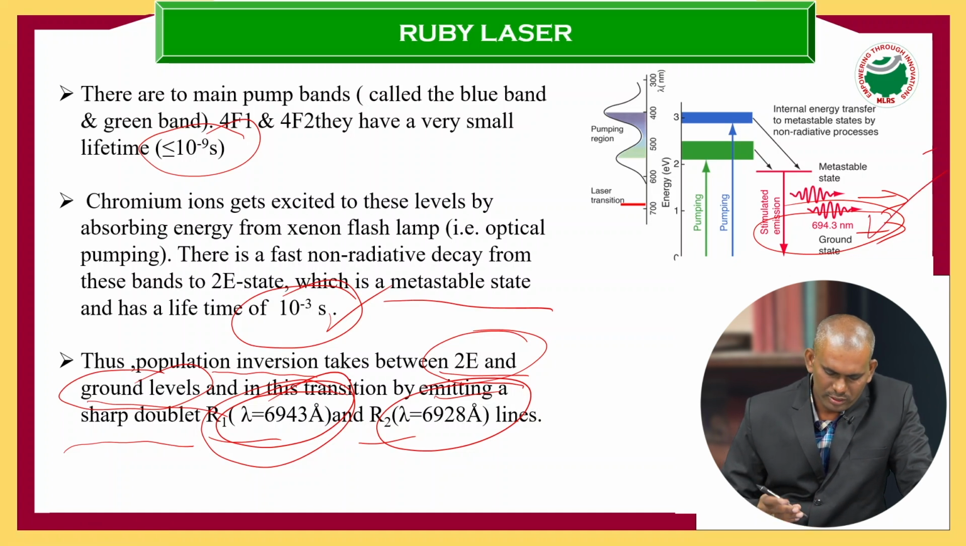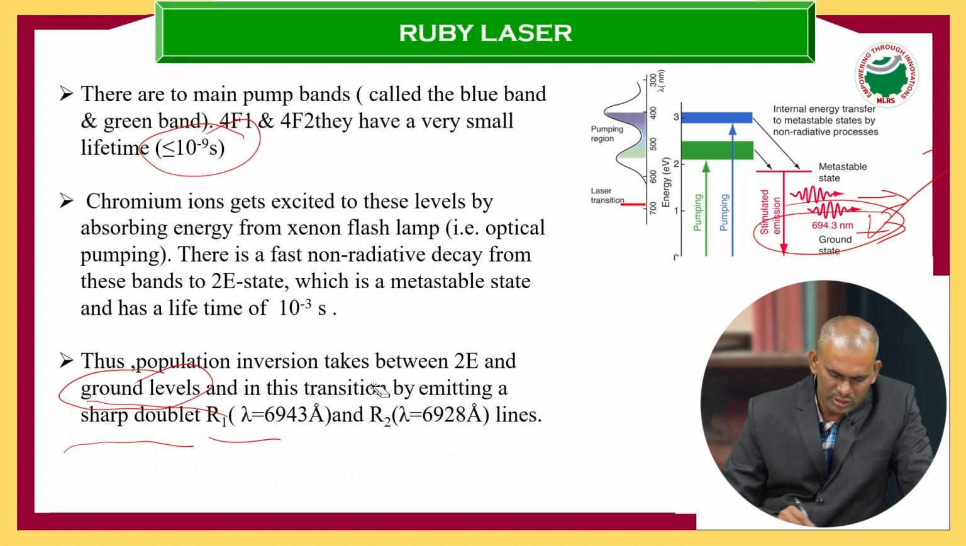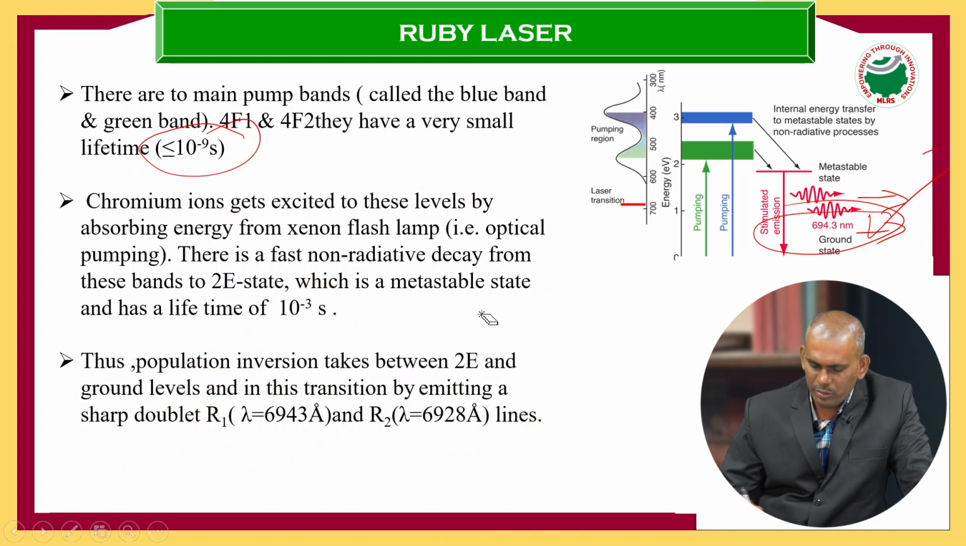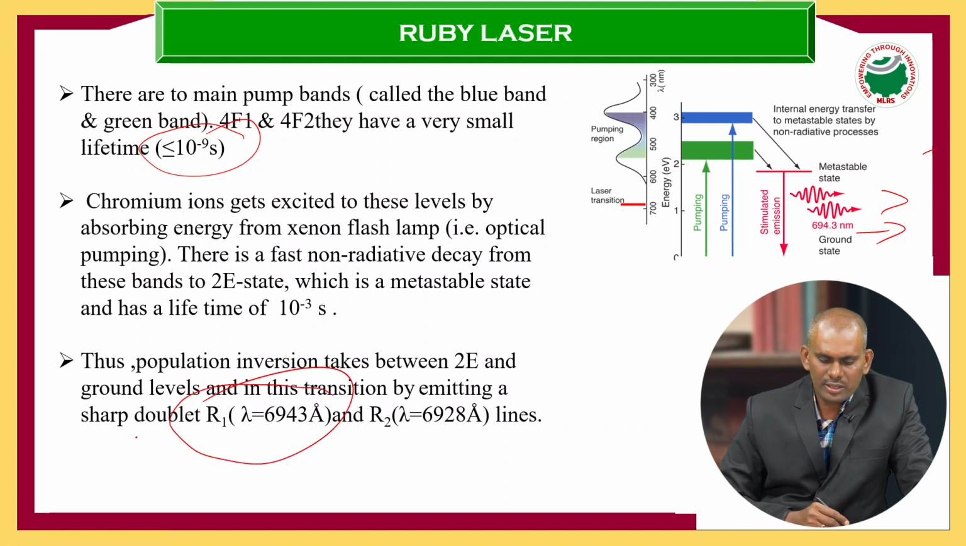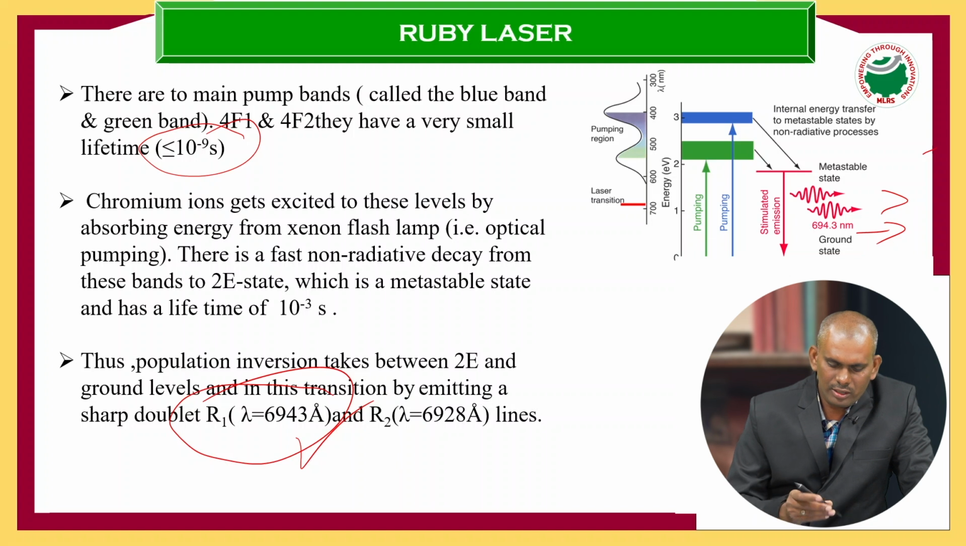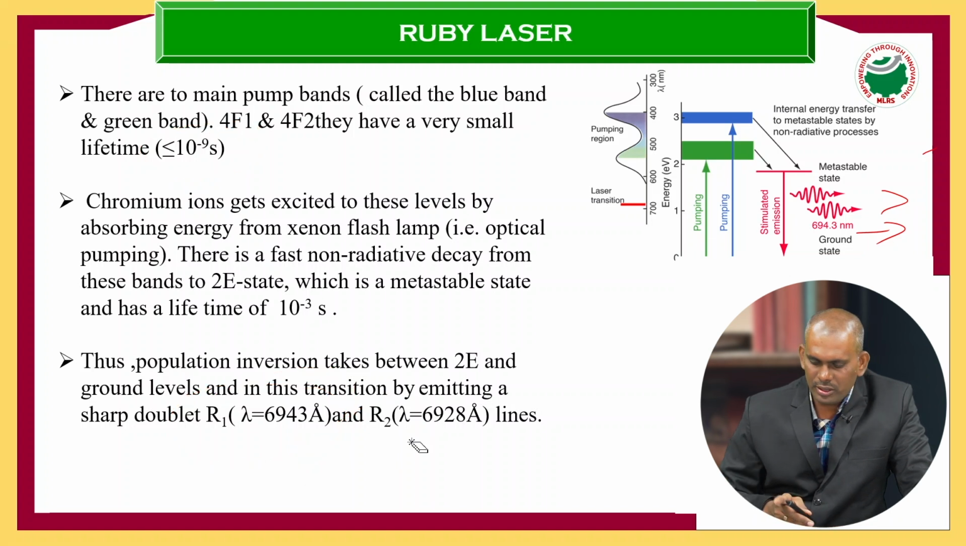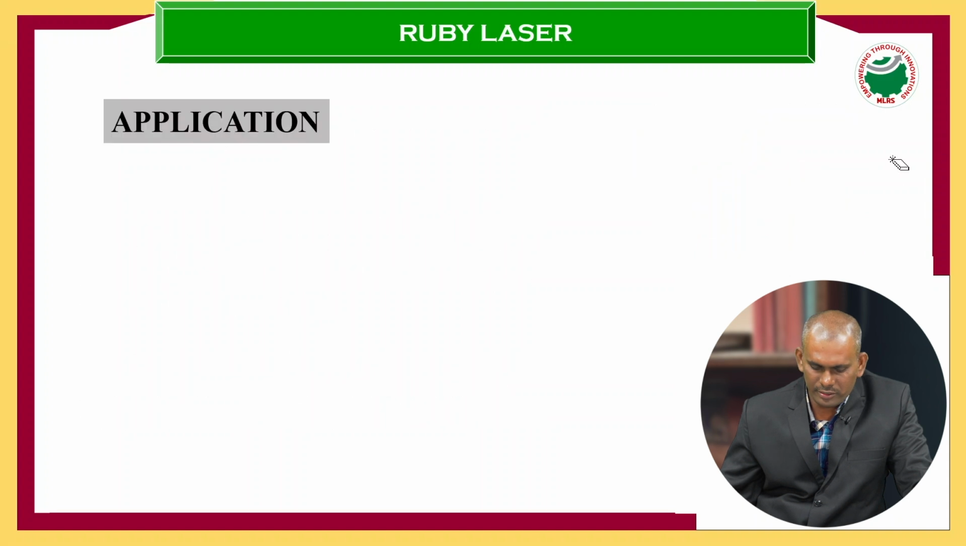So two laser intensities we can achieve in this transition between the metastable state and the ground state, but the highest value we will consider. That's why the laser emission of the ruby laser we can mention as 6943 angstrom. Thus the energy level diagram we can explain. The atomic transition takes place between energy levels in this process.